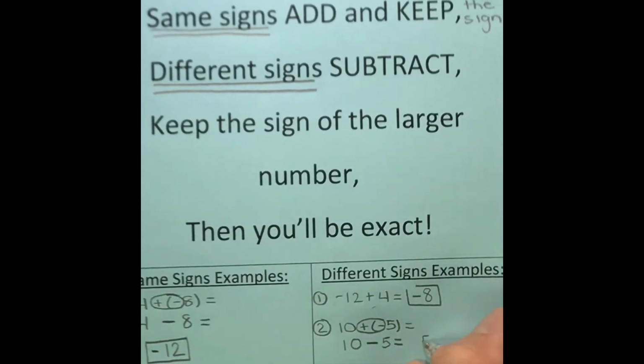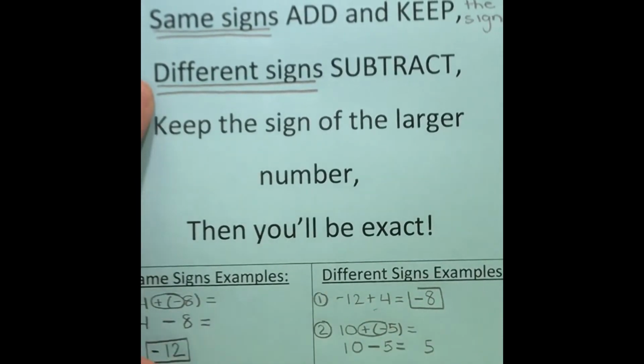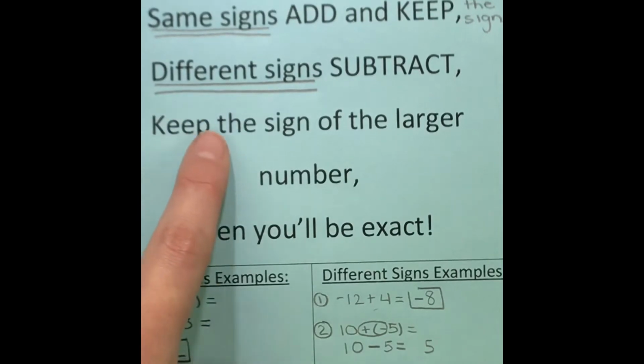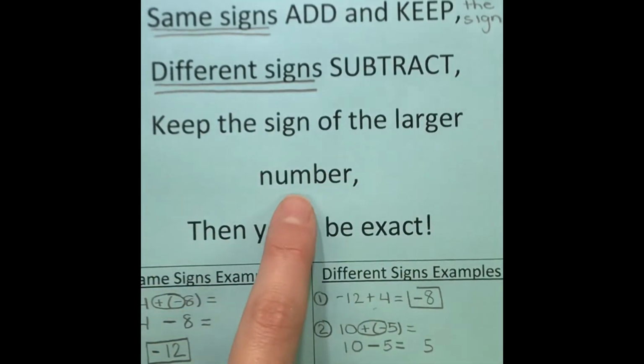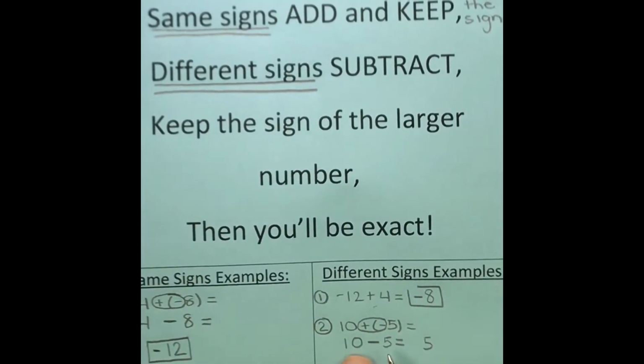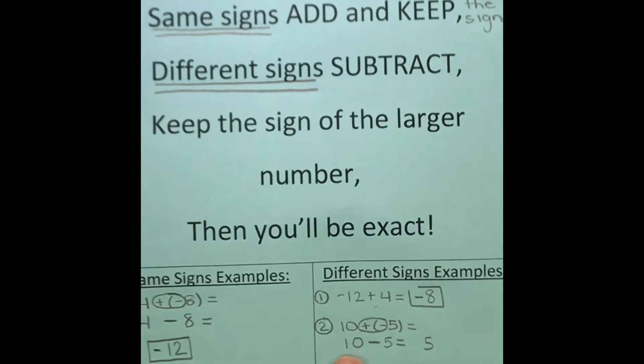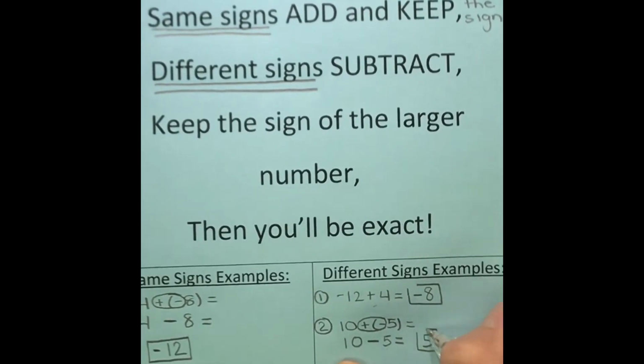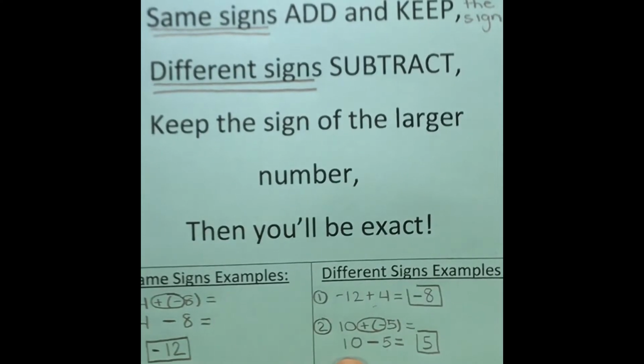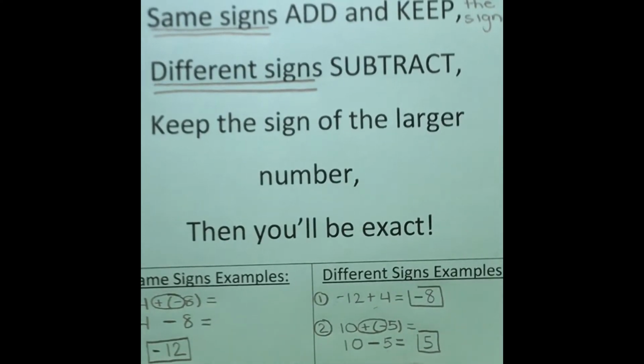10 minus 5 is 5. Different signs subtract. Keep the sign of the larger number. 10 is bigger than 5, so I'm going to keep that sign, which is positive. Now, you did not need the song for this. 10 minus 5 is 5. That's not something we need the song for, but it still works.